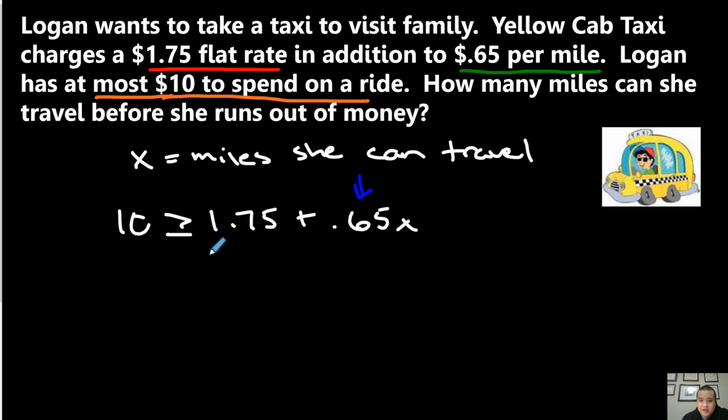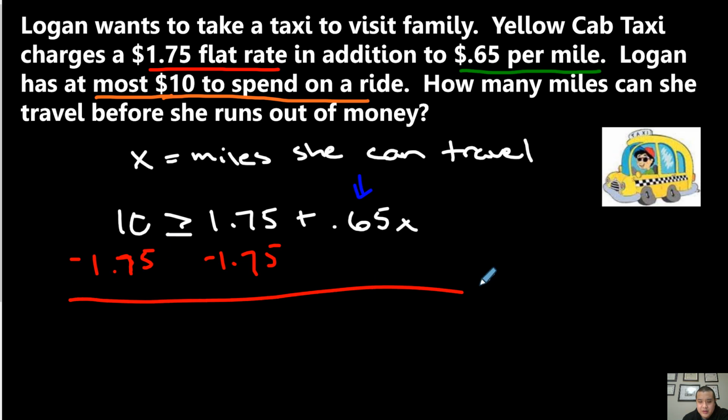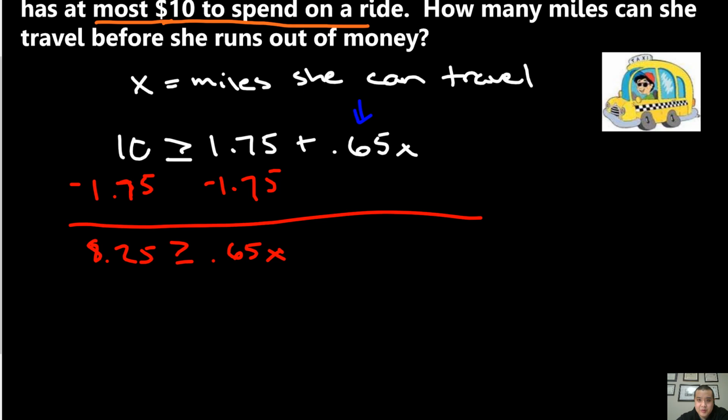Okay, we're going to solve by subtracting $1.75 from both sides, and what we get is 8.25 is greater than or equal to 0.65x. And then we're going to divide both sides by 0.65 or multiply by 1/0.65. So here with decimals it's probably easier just to do the division. And what you find is that x is less than or equal to 12.69. We'll just round it right there.